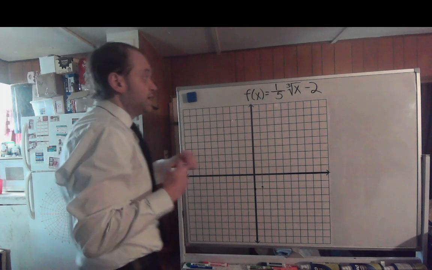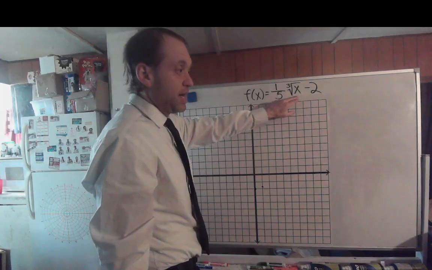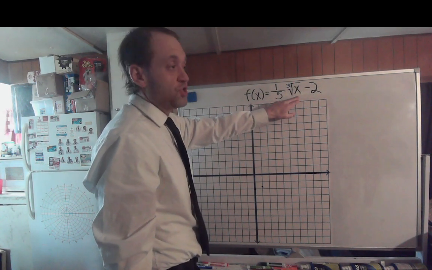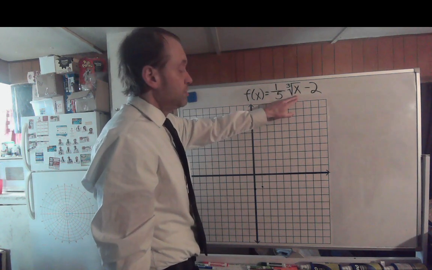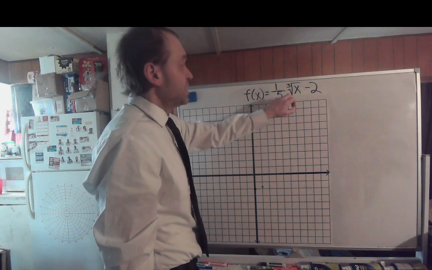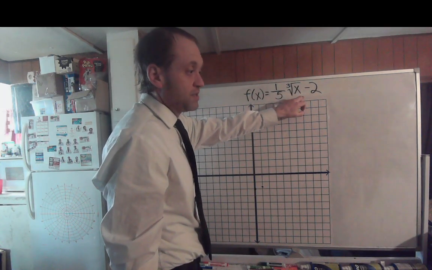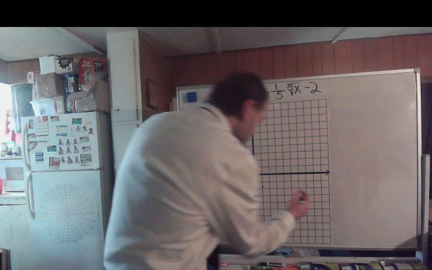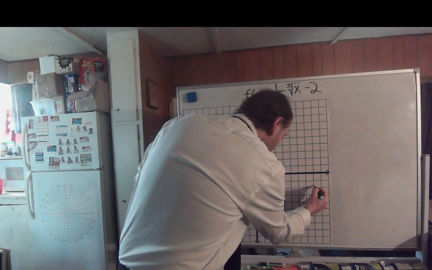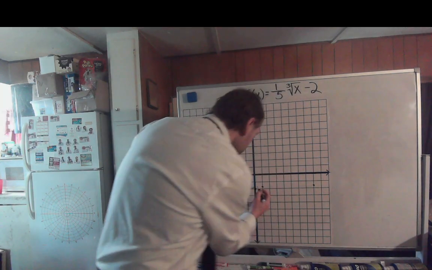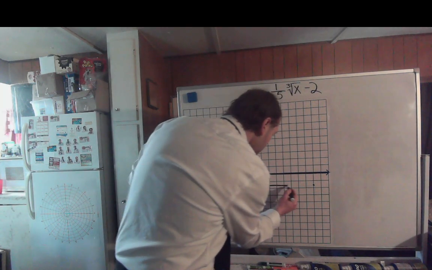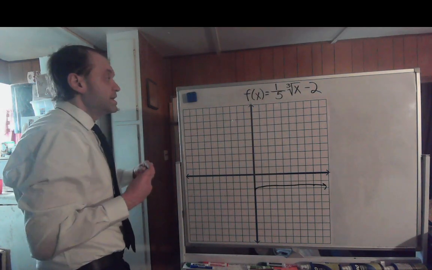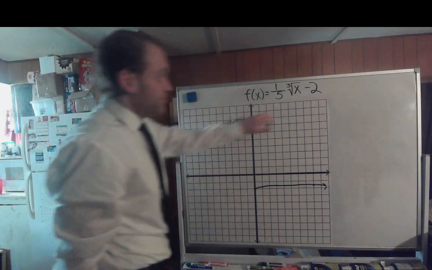And then let's put in 8 for x. What is the cube root of 8? Well, that's going to be 2. What's 2 times 1/5? That's 2/5 minus 10/5. That'd be negative 8/5 or negative 1 3/5. So that would put you about right there. So now let's go ahead and draw the right branch of this. All right, and then let's go to the left branch.